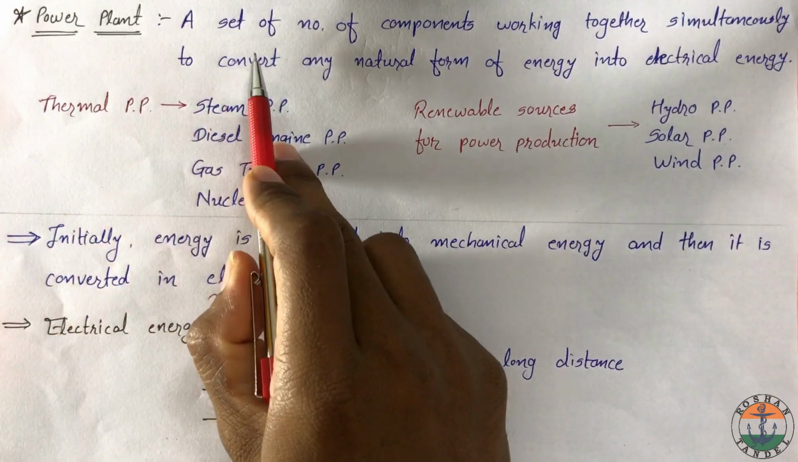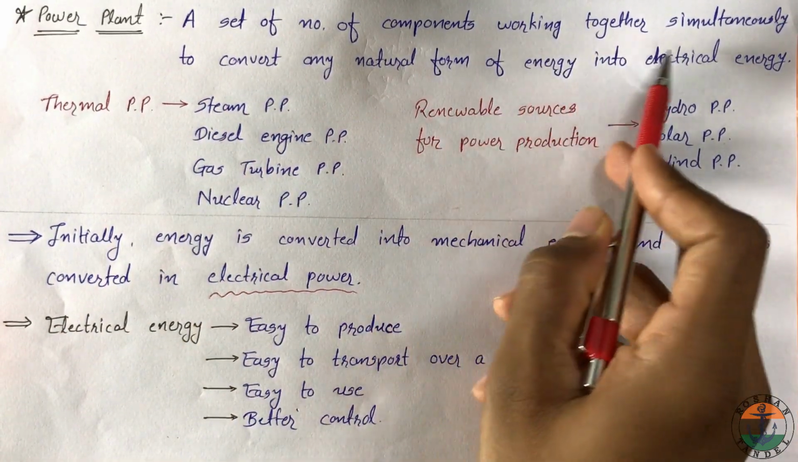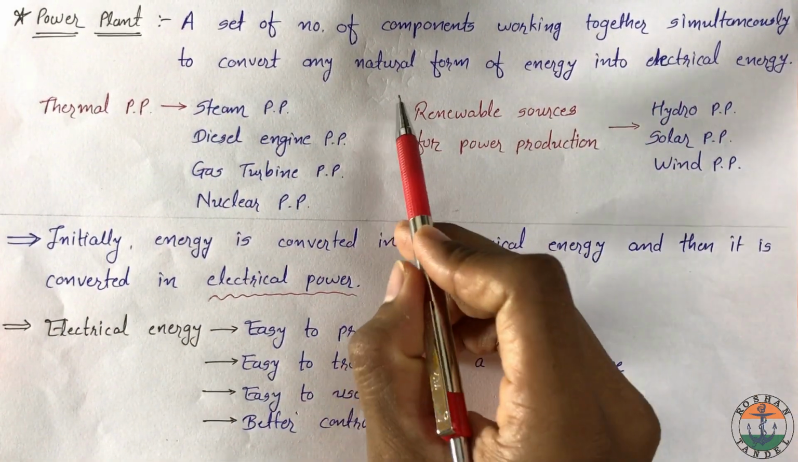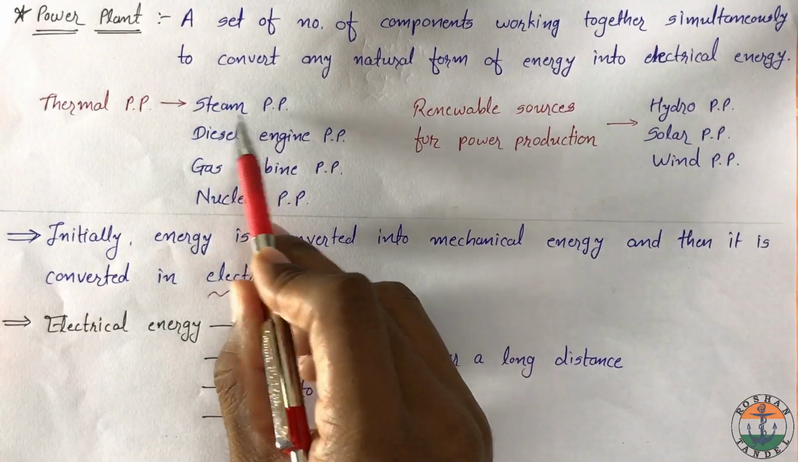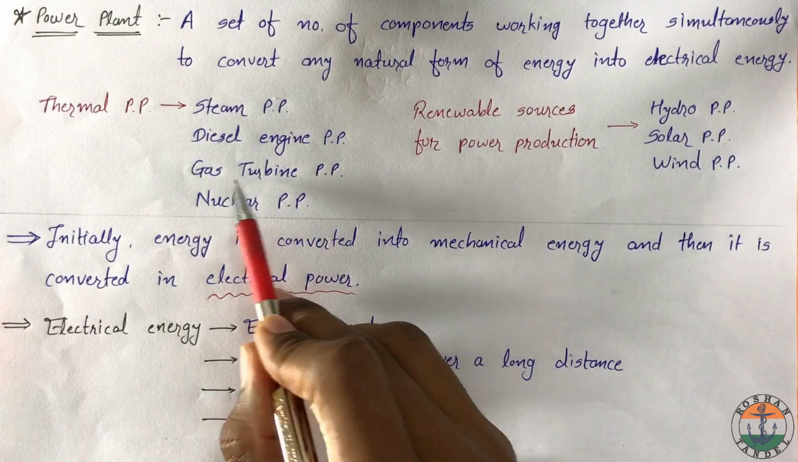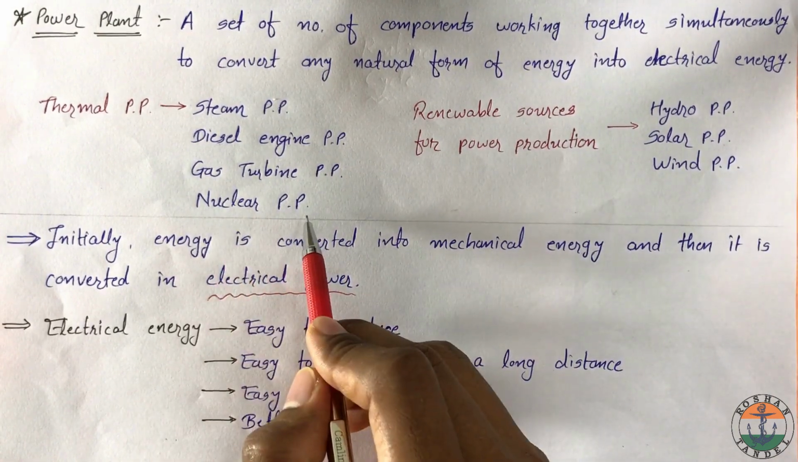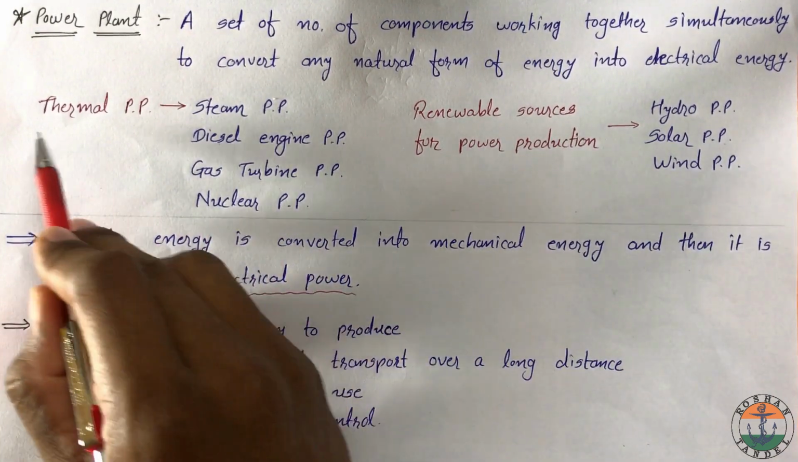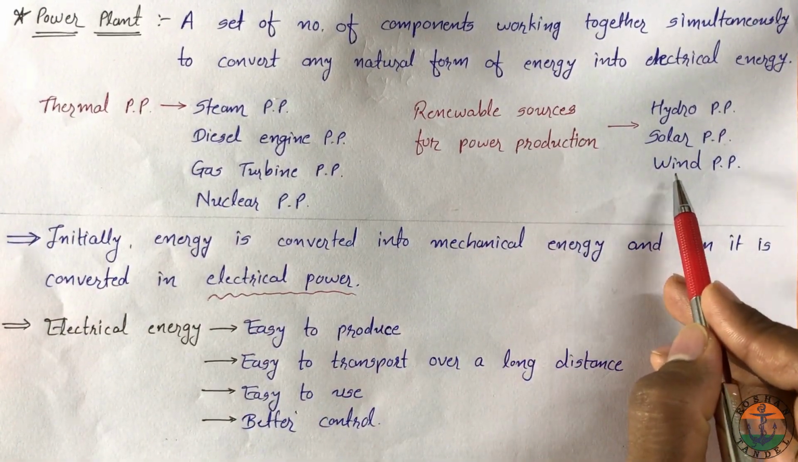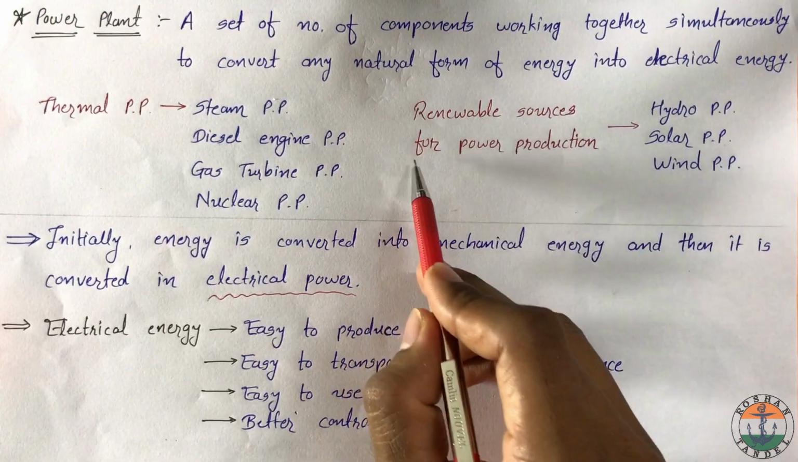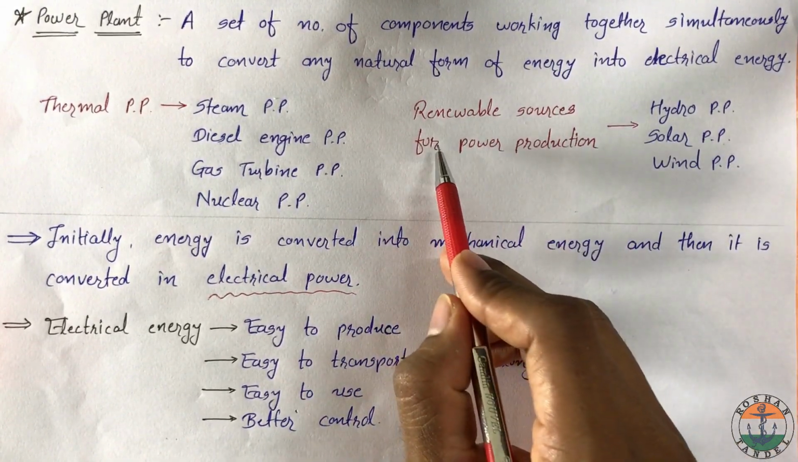A power plant is a set of components working together simultaneously to convert any natural form of energy into electrical energy. Steam power plant, diesel engine power plant, gas turbine power plant, and nuclear power plant fall into the category of thermal power plant. Hydro, solar and wind are the renewable energy sources used for power production.